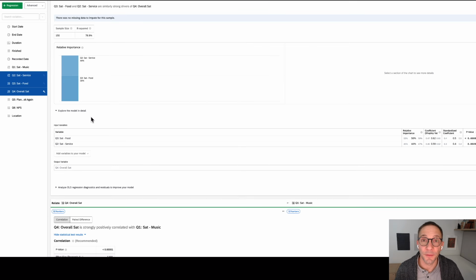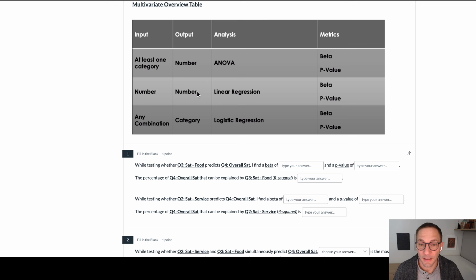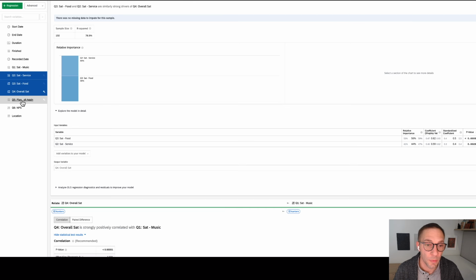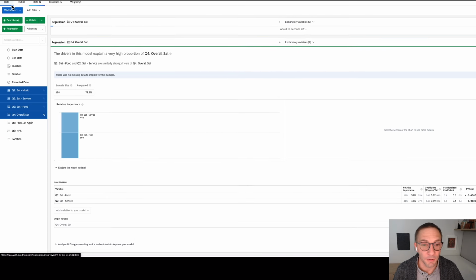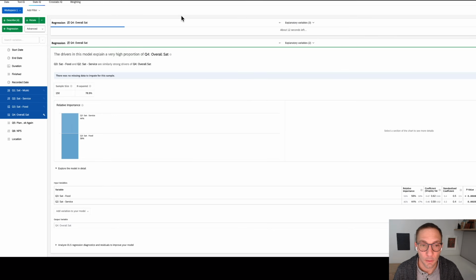And so now that we've done those two, and by the way, these are all numbers. So we're doing a linear regression. As you can see here, they're all numbers, and we have a number here. We're doing a linear regression. Let's add music as well and see what this does. So now we have three predictors. They're all numbers, so we're still going to be doing a linear regression. Let's click regression and see what we get.